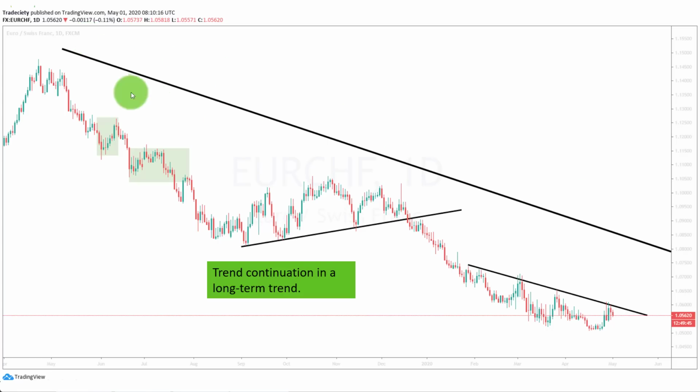So here we look at a broad long-term downtrending market indicated by lower lows and lower highs. And very often during those trending markets, you will see temporary pauses, temporary consolidations. And sometimes you will be able to map out such a consolidation with a trend line.